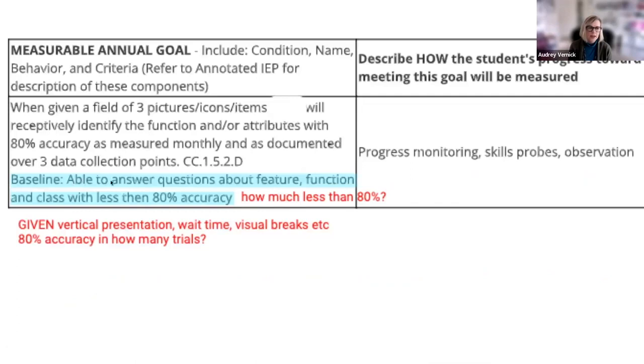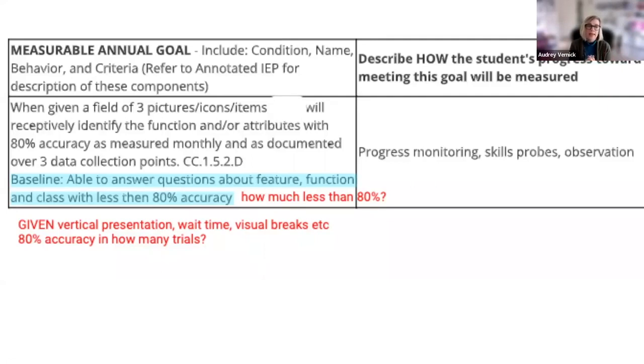The baseline here was interesting because it says that he was able to do this with less than 80% accuracy. So my question here was, how much less? Is he at 50%? Or is it 79%? That matters. I want to know how far away from the goal, because they're going to 80%. So again, to make sure it's an appropriate goal, if he's at 79% accuracy and the goal is to get him to 80% in a year, that's not a good goal. But if he's at 0% or 20%, then maybe he's going to need additional supports and services to meet this goal, right? So we really need to have an accurate baseline in order to be able to write a goal.